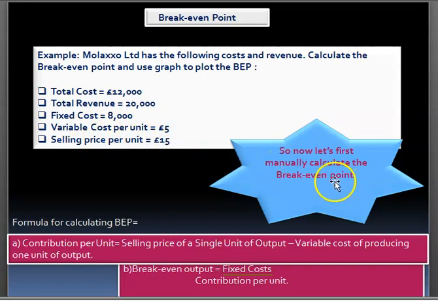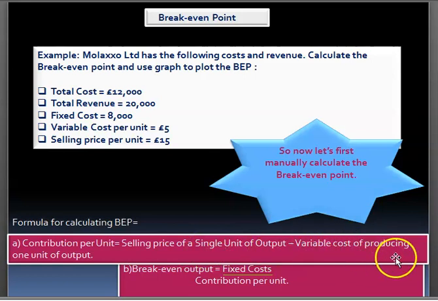So now let's start first manually by calculating break-even point. For you to be able to calculate break-even point, you need a formula. This is the formula you have to follow. First and foremost, you have to break your calculation into two, A and B. First, you calculate the contribution per unit. Contribution per unit equals selling price of a single unit of product minus variable cost of producing one unit of output. So when you know the selling price, you minus that with the variable cost of producing one unit.